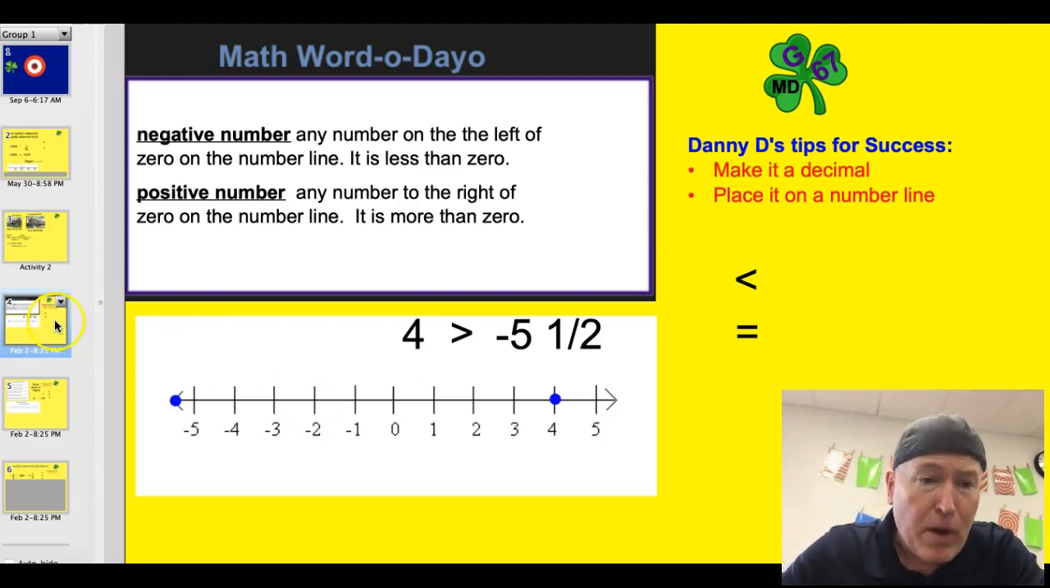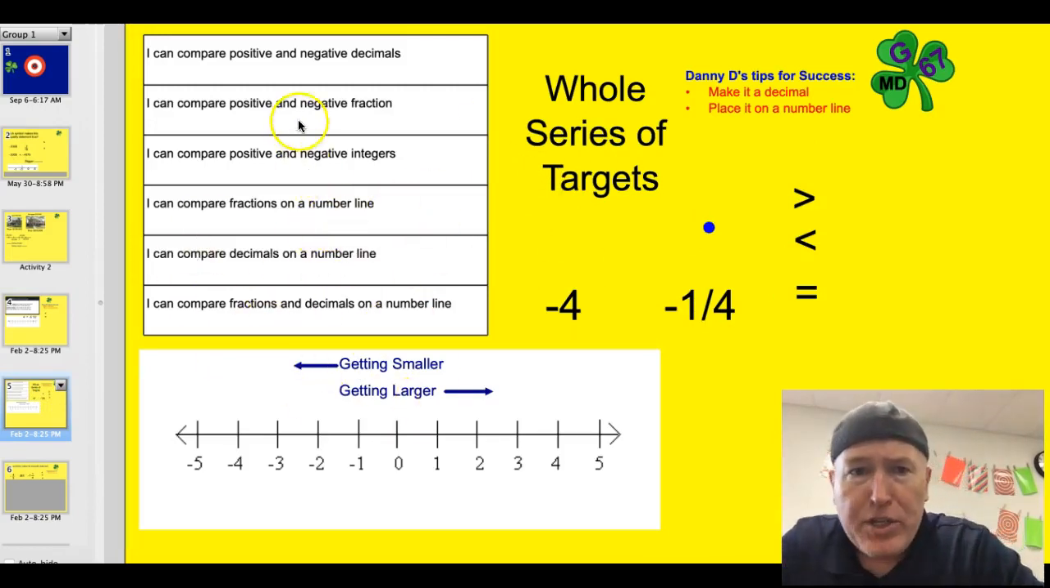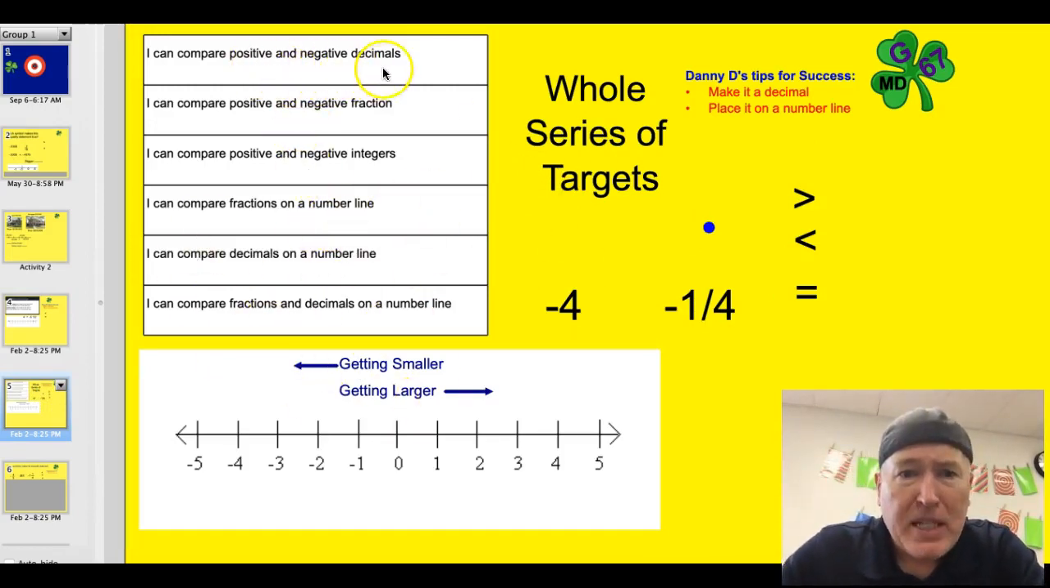Let's take a look at another problem here. We've got a whole range of targets that fall into here. I can compare positive and negative decimals, positive and negative fractions, positive and negative integers. I can put all those things on a number line to compare them. So I'm combining all of these targets together in one video tonight. That's why it's 2.2 AB. The whole series of targets boils down to comparing and ordering.